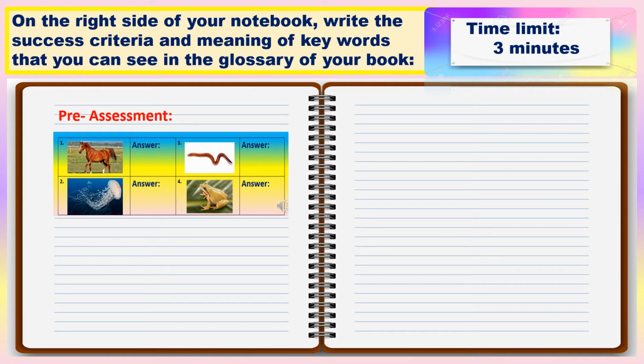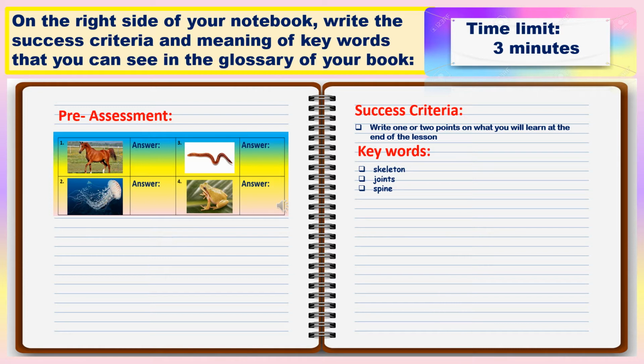On the right side of your notebook, write the success criteria and the meaning of the keywords that you can see in the glossary of your book. For the success criteria, write 1 or 2 points on what you will learn at the end of the lesson. And write the meaning of the different keywords. The keywords are skeleton, joints, and spine. Use the glossary of your student book to find the definition of the keywords.